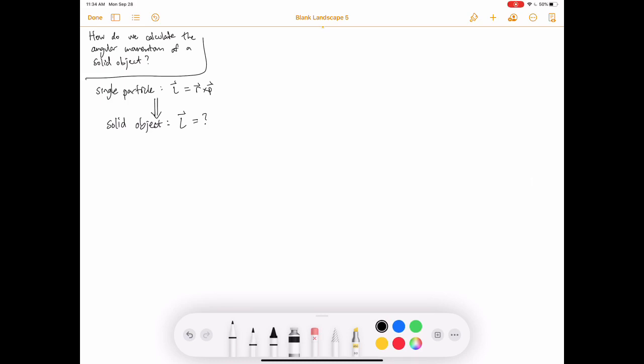All right, so the next thing we're going to do is a bit of a derivation. And the question I want to answer in this derivation is, how do we calculate the angular momentum of a solid object? We already know that for a single particle, angular momentum L is given by r cross p. But what about for a solid object? What's the formula in that case? Well, that's the point of this derivation, is to show you how we can go from a single particle, where L is equal to r cross p, to a solid object that is composed of many different particles, and we'll get a really simple formula for that angular momentum.